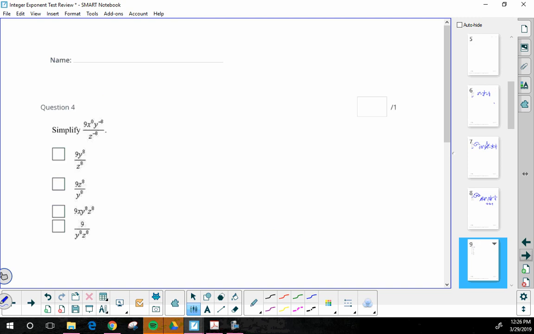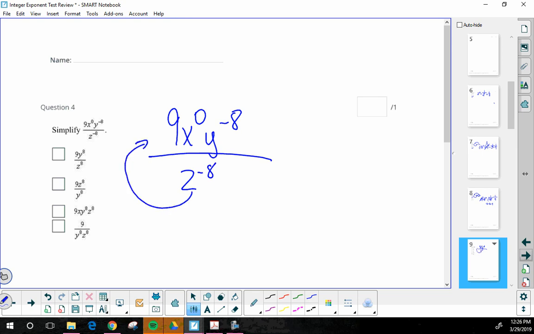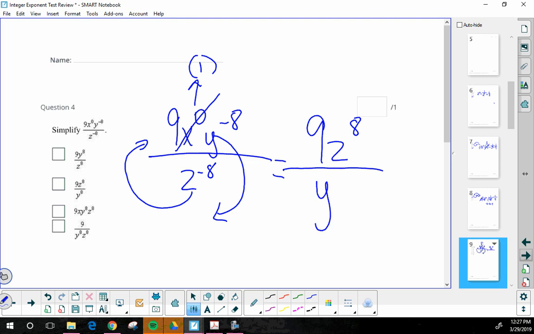On number 4, we have 9, x to the 0 power, y to the -8, and then we have z to the -8. This will move up here and make that exponent positive. This will move down here and make that exponent positive. This will go away because that just equals 1, and the 9 will stay in the same place. So that leaves us with 9 z to the 8 over y to the 8. And that answer is this one.